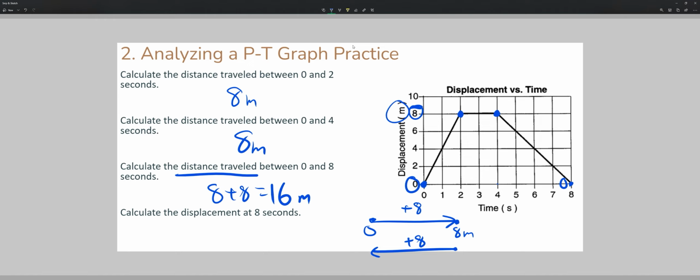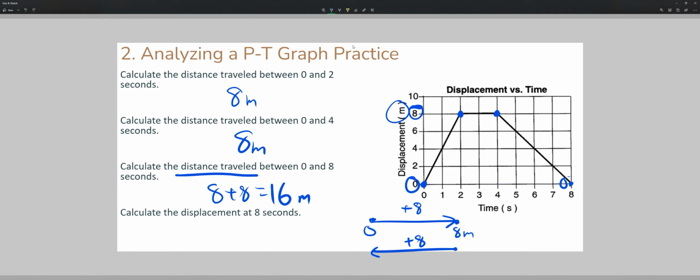Right, because in the first 2 seconds, I'm going to the right 8 meters. But then from 4 to 8 seconds, I'm going back to where I started. I traveled another 8 meters. That gives me 16.